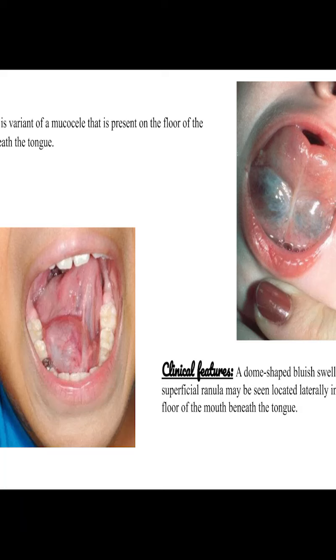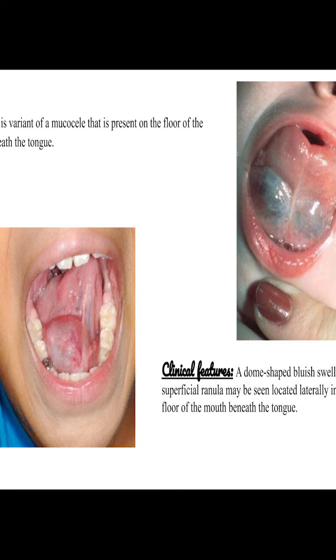We have ranula, which is a variant of mucocele, present mostly in the floor of the mouth, beneath the tongue, owing to its resemblance to a frog's belly. It's been termed ranula. There is superficial ranula and the plunging ranula. The etiology: it has been reported that the ranula occurs because of the extravasation of mucus due to trauma or obstruction of the excretory ducts of the sublingual gland.